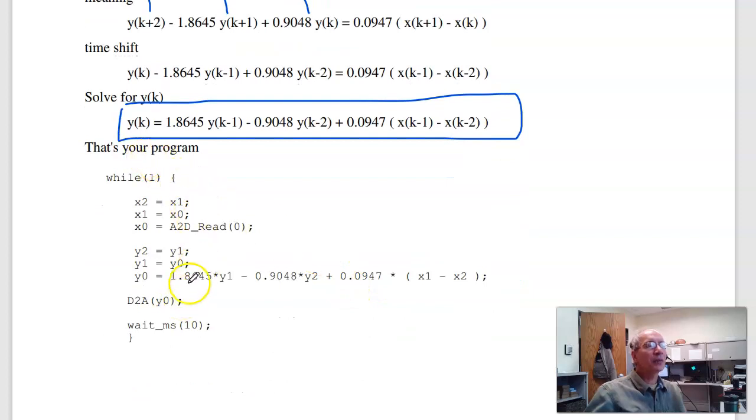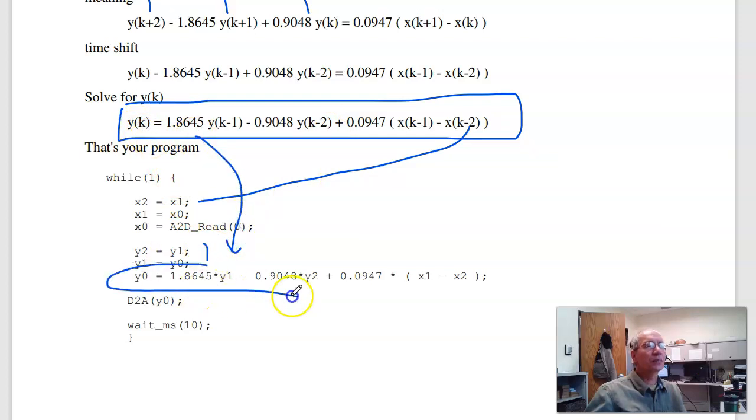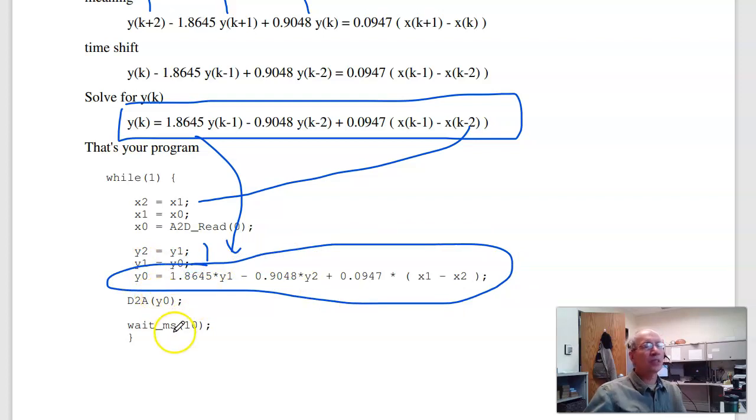At every sample, every 10 milliseconds, I've got to remember the current input, the previous input, 2 samples ago, that's this guy. I need to remember the previous output, the output 2 samples ago. Then y of k is just that equation. Output the number, set the sampling rate, repeat. That's my filter. This is really easy to program versus in the S-plane, I'd have to be implementing differential equations.